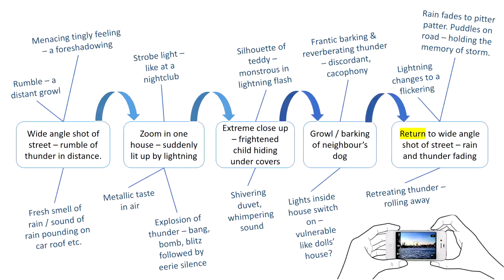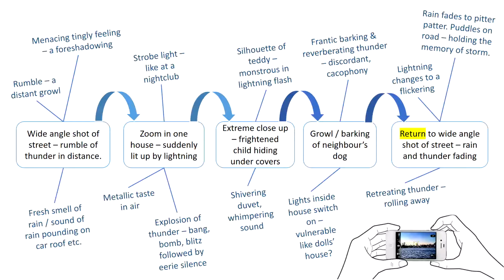So when I start with that wide angle shot of the street, you can see I've added onto my plan, I'm going to talk about a rumble, a distant growl. So already we've got some figurative language there describing the idea of the thunder as being like a growl. The menacing tingly feeling, a foreshadowing, so the tingly feeling using the sense of touch. I might describe in that first paragraph the fresh smell of rain, the sound of the rain pounding on the car roof, more sensory imagery.